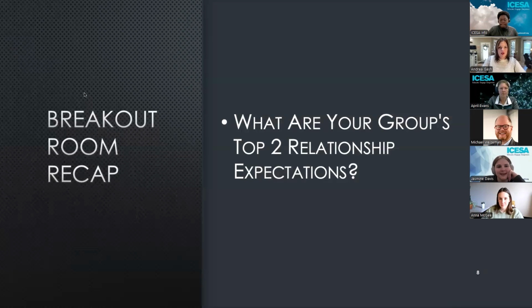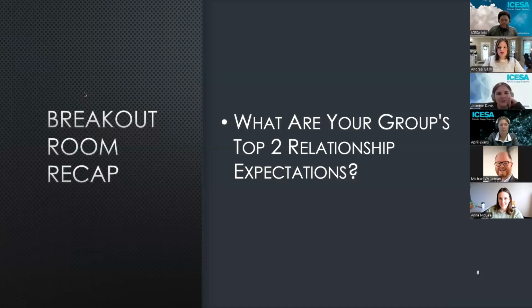What about the next group? I actually don't know what group we were in. I'm so sorry. That's okay. Do you know what your groups were? Yeah, Anna, Brittany, and I were in a group, and we actually chose transparency as well, and then accountability to go along with that. Yes, accountability is great. Thank you.